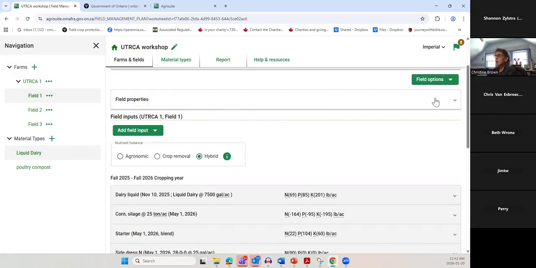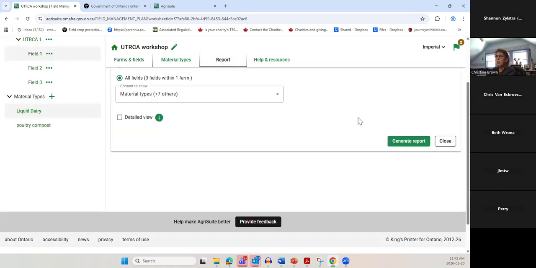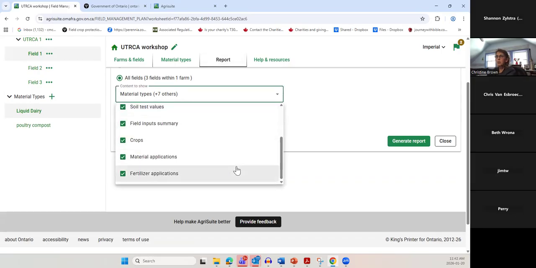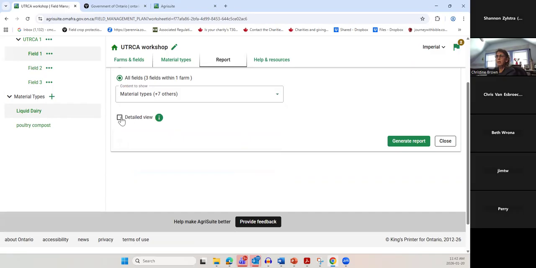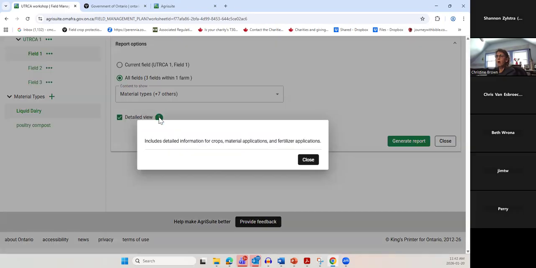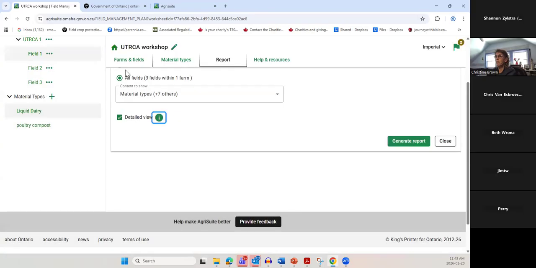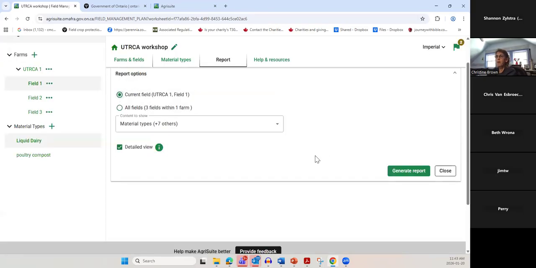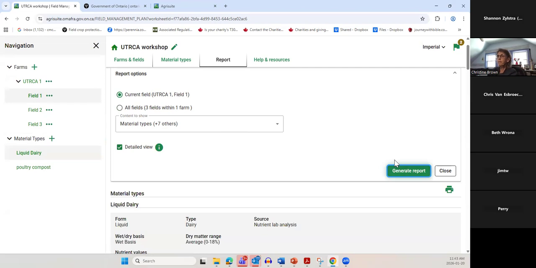So that goes through. Okay, then we'll just look at the report. So the report, I can look at the different things that I've used, and I can look at the detailed view, which gives me all the information. So it includes the information for the crops, material applications, fertilizer applications. It's a lot of data. I can do it for all three farms, or I can just do it for the current farm, which is what we're going to do, current farm, and I can generate that report. It takes a second.